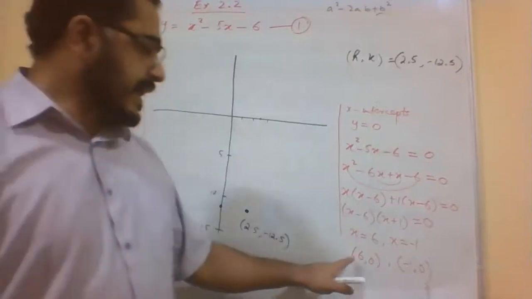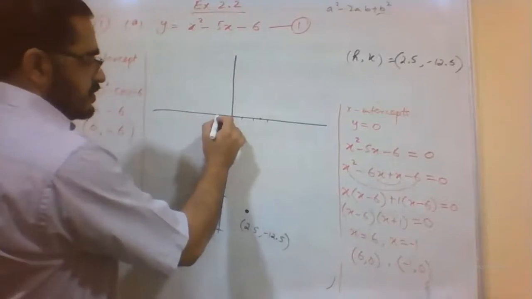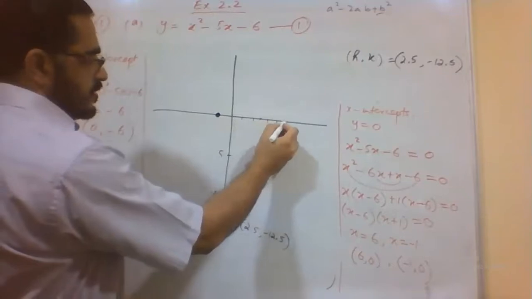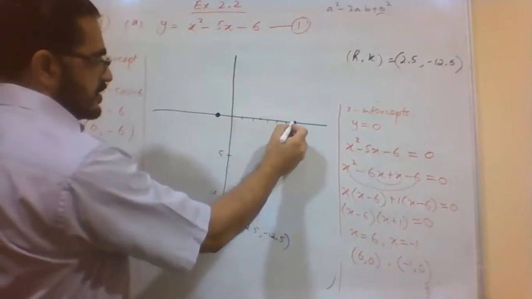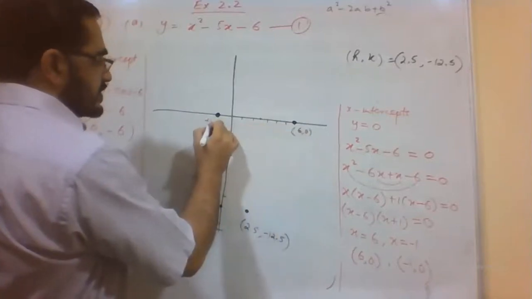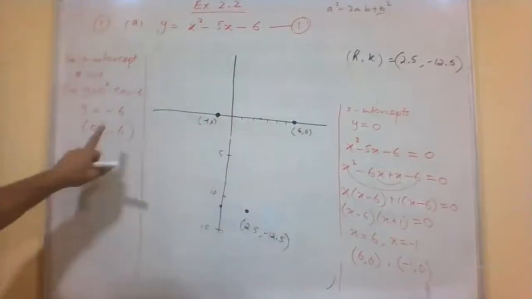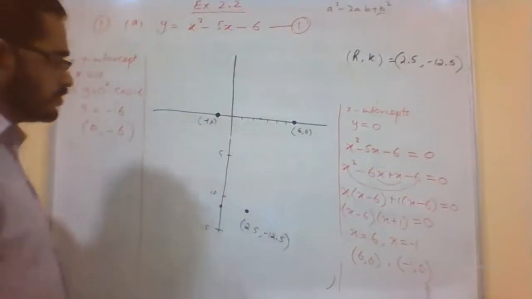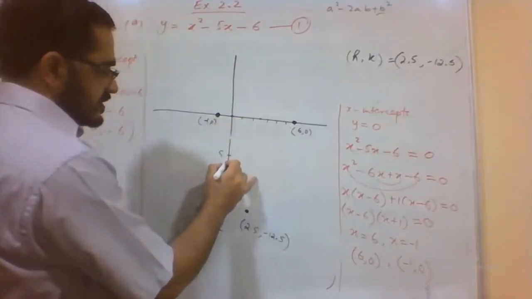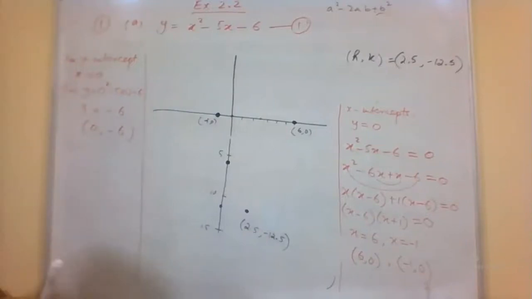Now after that, on the x-axis, 6 and minus 1. Minus 1 will be this one. For 6, counting 1, 2, 3, 4, 5, 6, this point can be 6 here. This is minus 1. Now the point on the y-axis, that is 0, minus 6, will be here. Now we will join all these points.